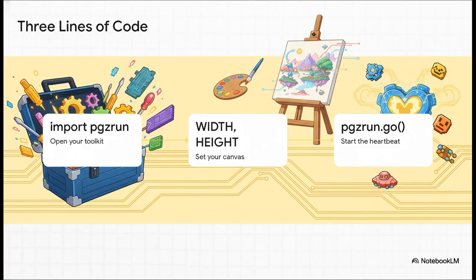And here it is, the whole process laid out. It's brilliant. Step 1, import pgzrun. That's us opening the toolkit. Step 2, set the width and height to create the canvas. And then step 3, pgzrun.go. This command. This is what starts the engine. It really is the heartbeat of your game.